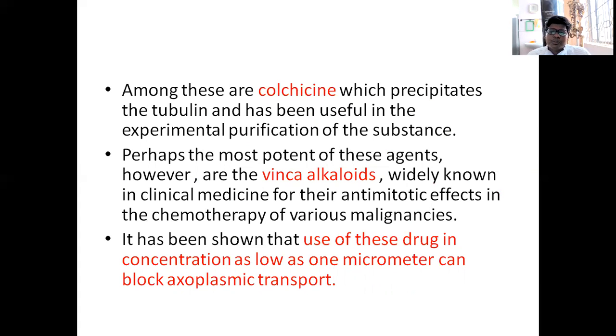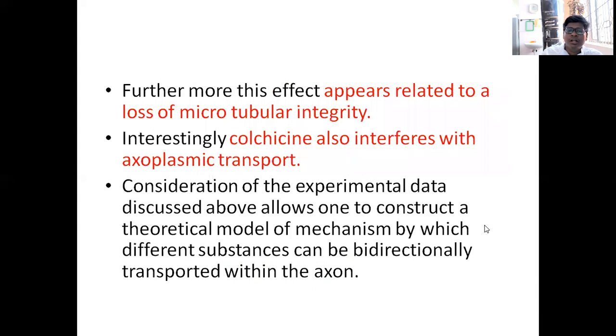Perhaps the most potent of these agents, however, are the Vinca alkaloids, vincristine and vinblastine, widely known clinically for their antimitotic effects in the chemotherapy of various malignancies and tumors. It has been shown that use of these drugs in concentrations as low as 1 micromolar can block axoplasmic transport. Furthermore, this effect appears related to the loss of microtubular integrity. Interestingly, colchicine also interferes with the axoplasmic transport.